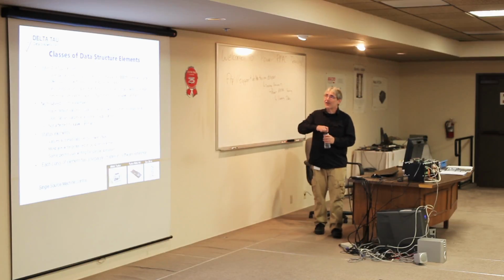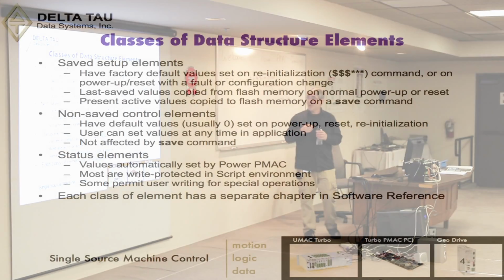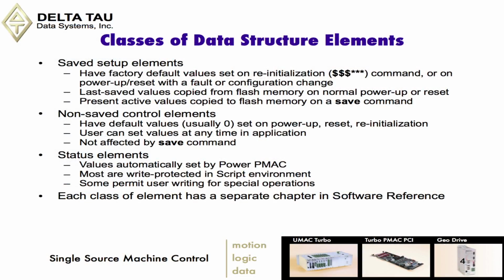So there's classes of these structure elements, and we're going to touch on that right now. And then we'll very shortly get into some specific structure elements. So there are saved setup elements. These are the ones that when you type a save command, they're saved into Flash. They all will have a factory default value that gets reset on initialization, $$$***. That clears everything back to factory defaults.